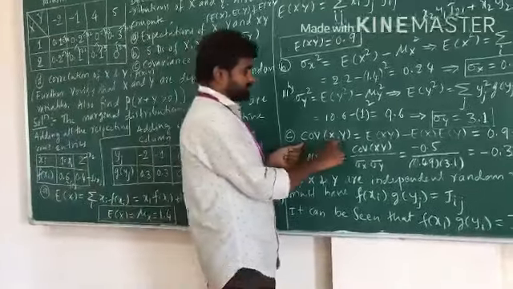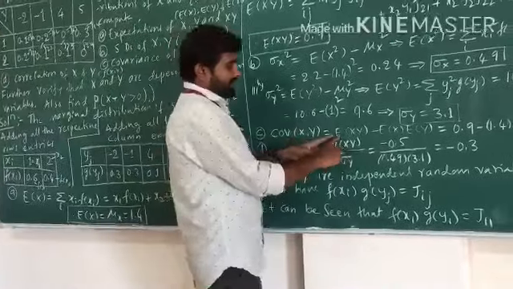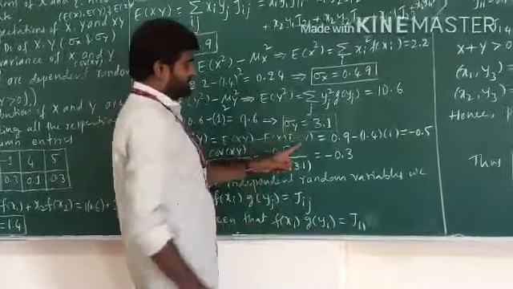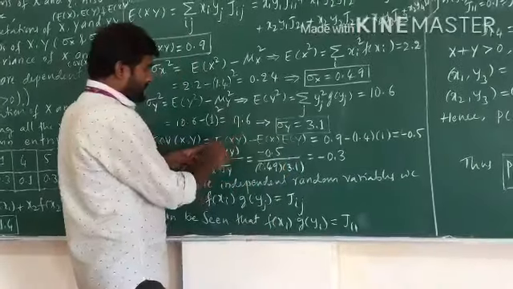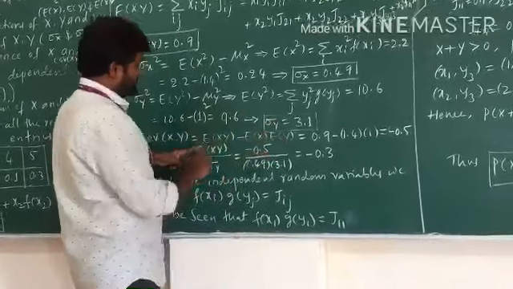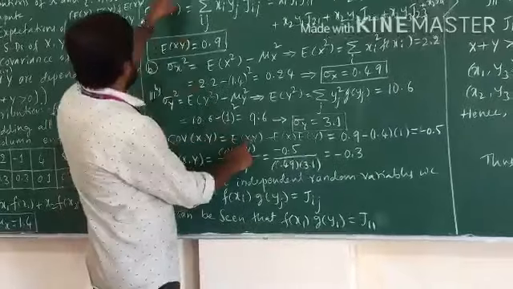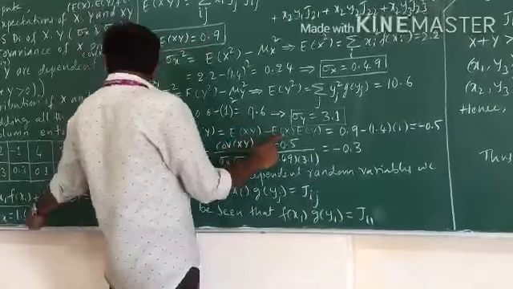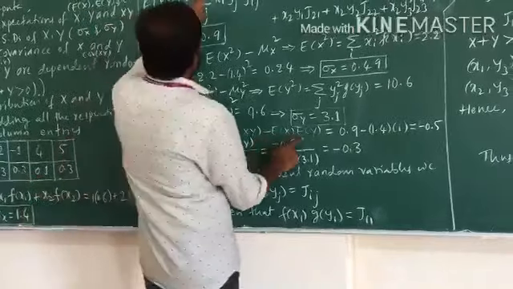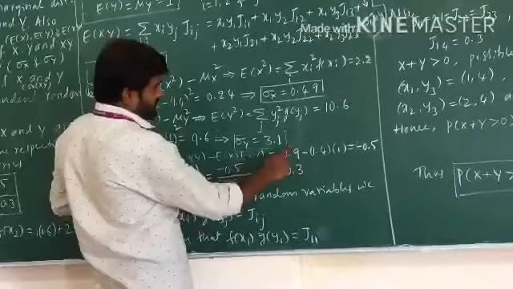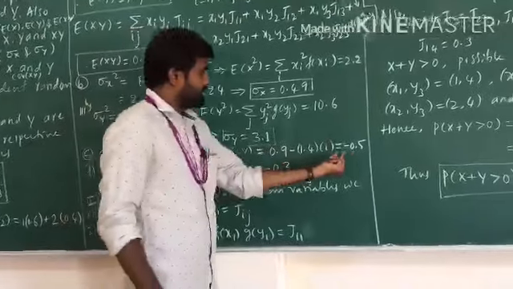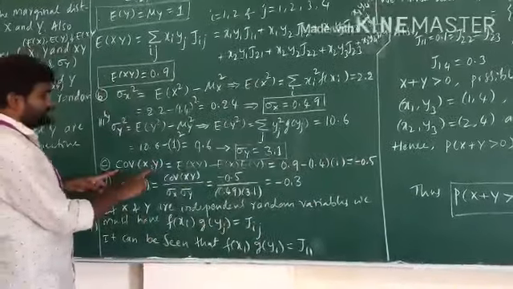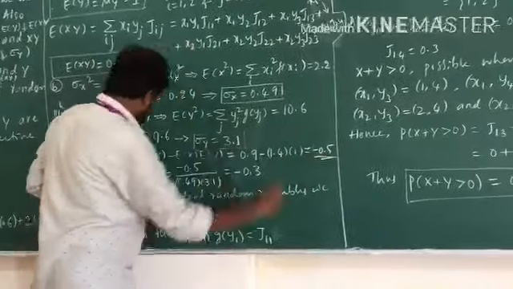Then C, covariance of x and y. Covariance of x and y equals expectation of x into y minus expectation of x into expectation of y. We know this value and these two values. Expectation of x into y is 0.9, expectation of x is 1.4, expectation of y is 1. After subtracting, the value is minus 0.5. So covariance of xy is minus 0.5.